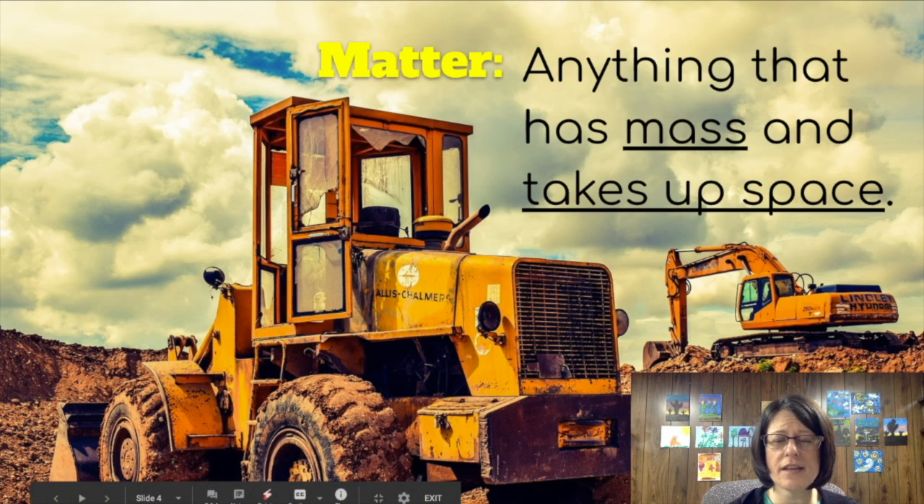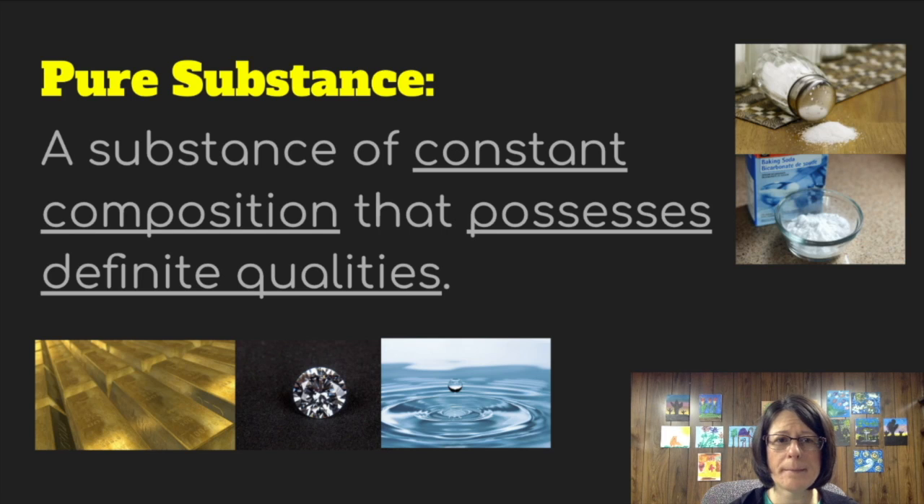So all these things have mass and take up space. We also classify matter as we can talk about pure substances. A pure substance is a substance of constant composition that possesses definite qualities. And in my picture, I have over here some pure substances.